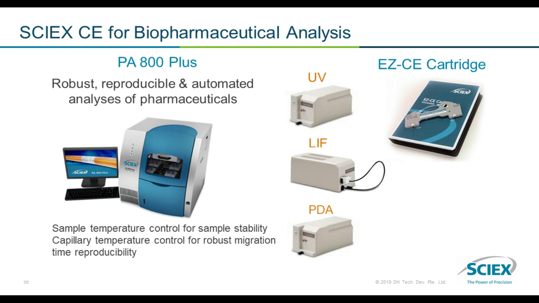This P800 Plus system comes with 3 different interchangeable modules for detection. You can have either PDA detection, which is photodiode array or diode array detection. You can have laser-induced fluorescence detection, or you can have UV detection. And for some of the applications, we have the Easy CE, which is a pre-assembled cartridge having a bare fused silica capillary for some of the typical applications.